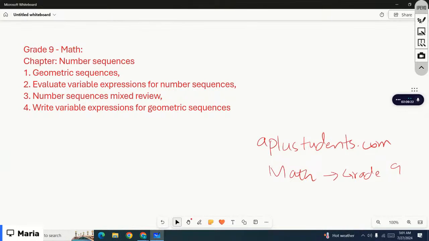We're going to start with the chapter number sequences, and the lessons we're going to cover today are geometric sequences, evaluate variable expressions for number sequences, mixed review, and write variable expressions for geometric sequences. So please make sure you have your notebook and pencil so that you can note down the important examples and definitions.